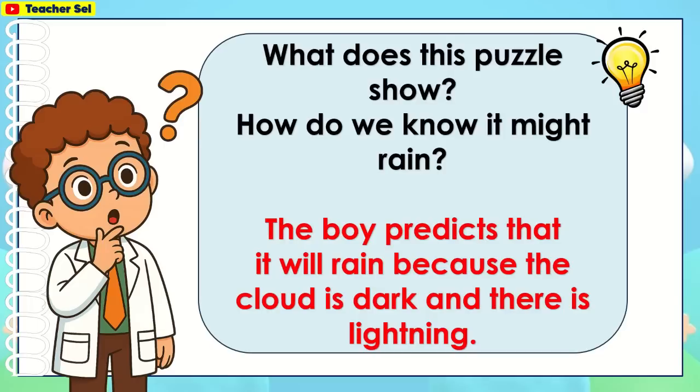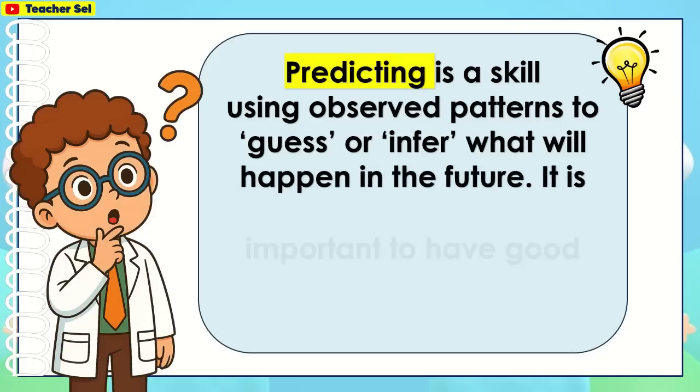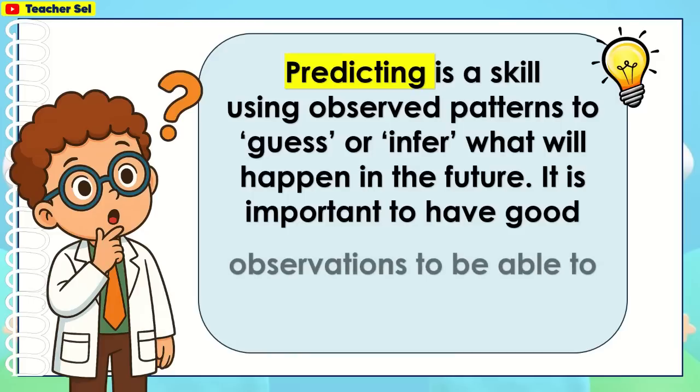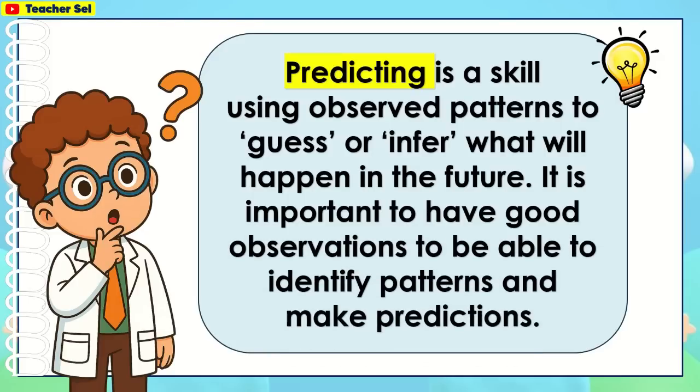The boy predicts that it will rain because the cloud is dark and there is lightning. Predicting is a skill using observed patterns to guess or infer what will happen in the future. It is important to have good observations to be able to identify patterns and make predictions.